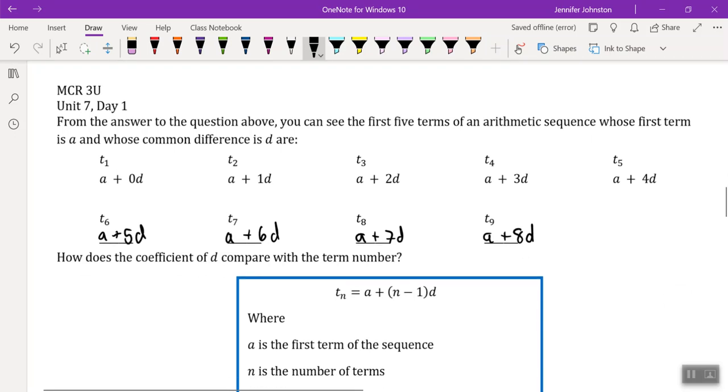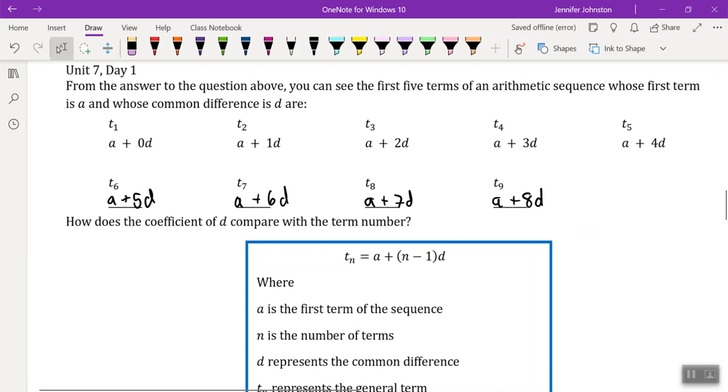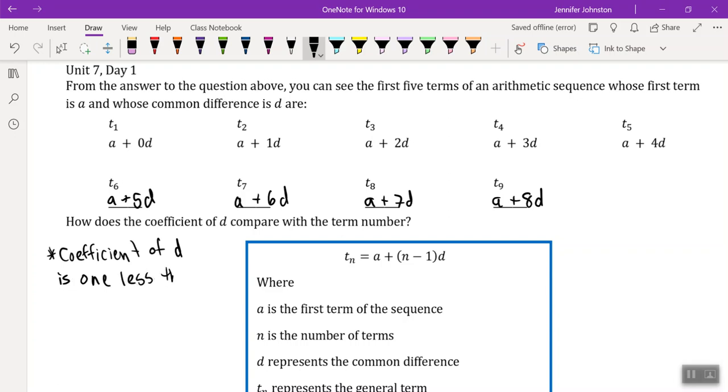How does the common difference compare to the term number? Did you see any connection? Like this is 1 and this is 0, this is 2, this is 1, this is 3, this is 2, this is 4, 3, 5, 4, 6. Yeah, it looks like it is 1 less, right? If that's 8, that's 7. So the coefficient of D, or common difference, is 1 less than the term number.